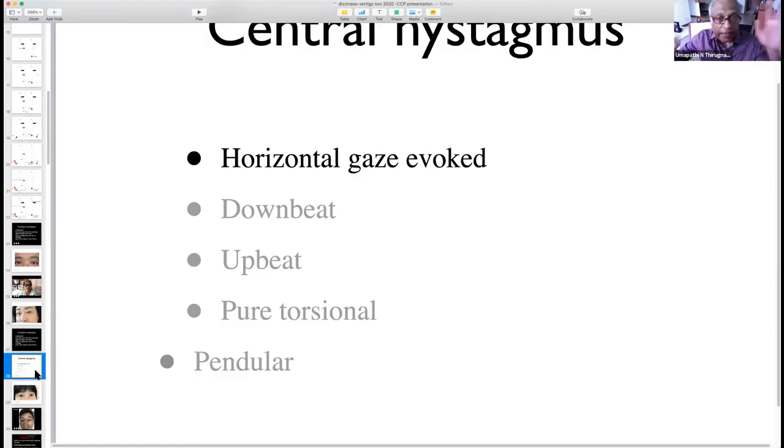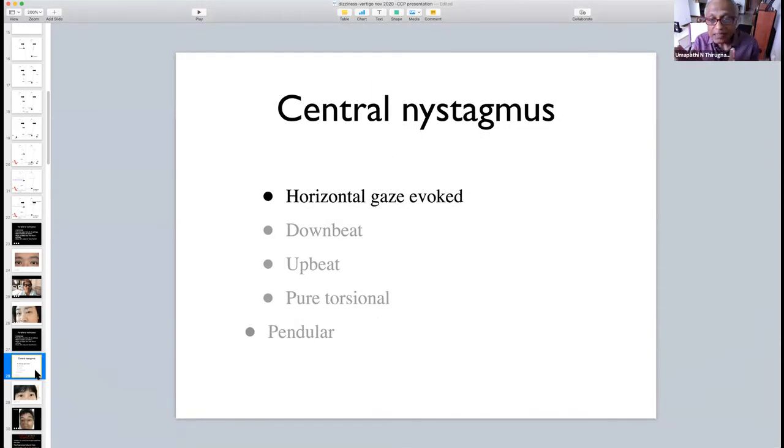Okay. Now, in contradistinction, we have central nystagmus. In central nystagmus, what happens is the patient's nystagmus direction always changes. Okay, he looks to the left, he beats to the left. Looks to the right, it beats to the right. Look up, it beats up. Looks down, it beats down. That's why we call it horizontal gaze evoked or horizontal gaze dependent nystagmus. Okay.